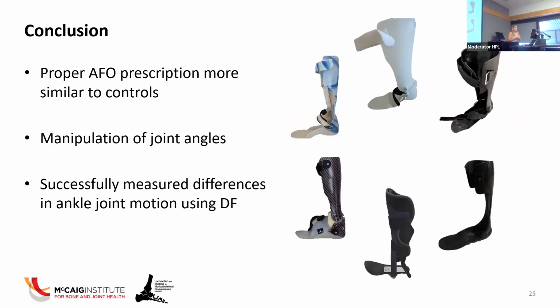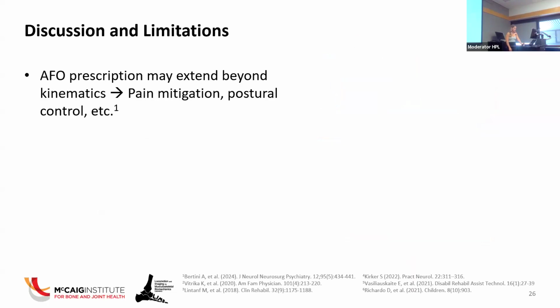So in conclusion, what we do see is perhaps proper AFO prescription may bring their joint angles closer to that of typically developed controls. And we can see that we do have the ability to manipulate these joint angles by prescribing AFOs. And because this was a feasibility study, we were also able to see that we are able to successfully measure differences in ankle joint motion using dual fluoroscopy.